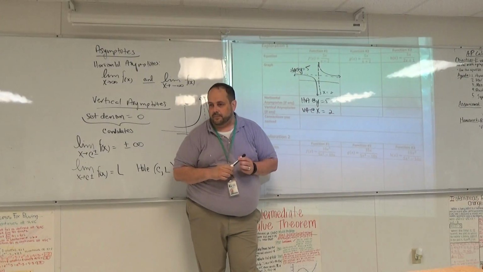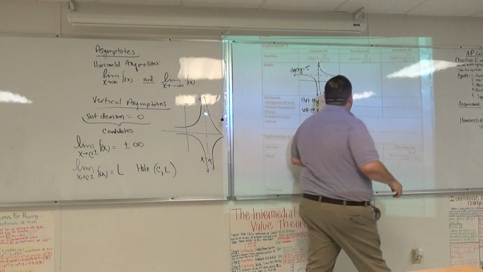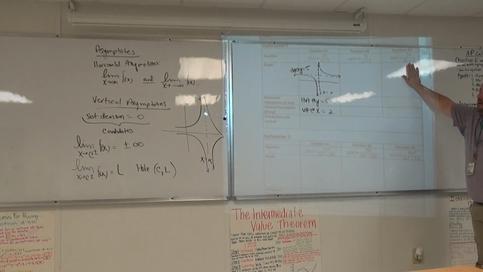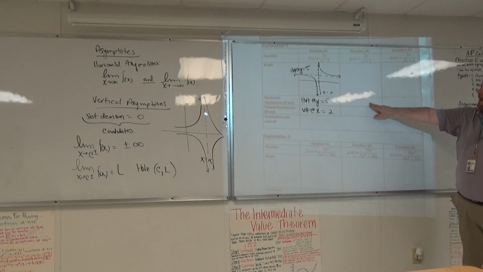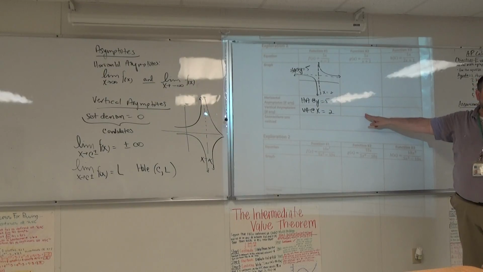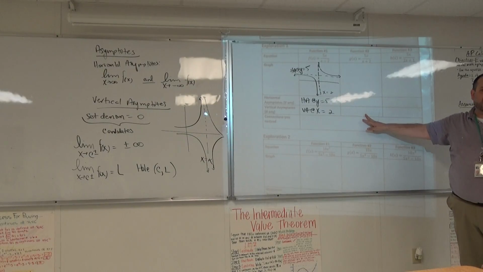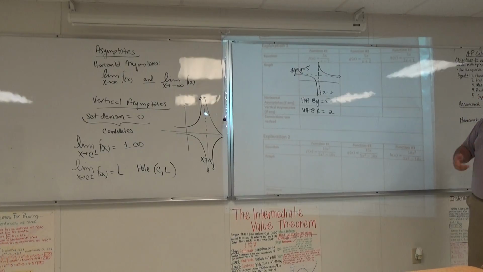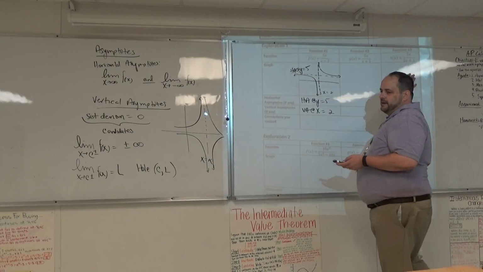Here's what I want you guys to do. Within your groups, half of you need to graph function number 2, the other half need to graph function number 3. Based on your graph, where do you see a horizontal asymptote, if you see any at all? Where do you see a vertical asymptote, if you see any at all? And then I want you to try to summarize any connections that you're making. Half of you graph the first one, half of you graph the next one.